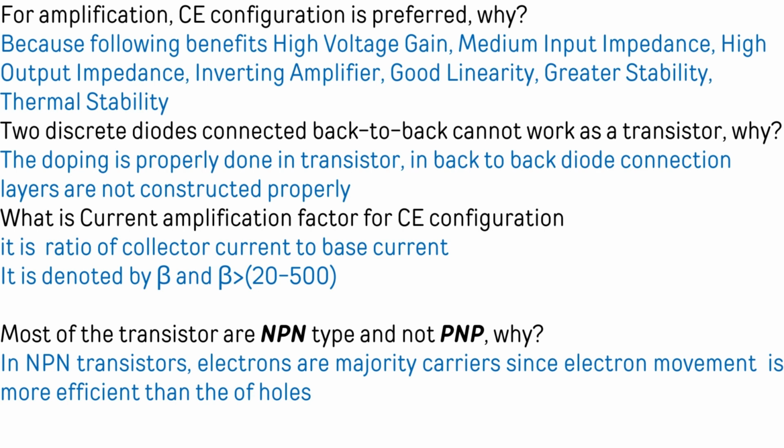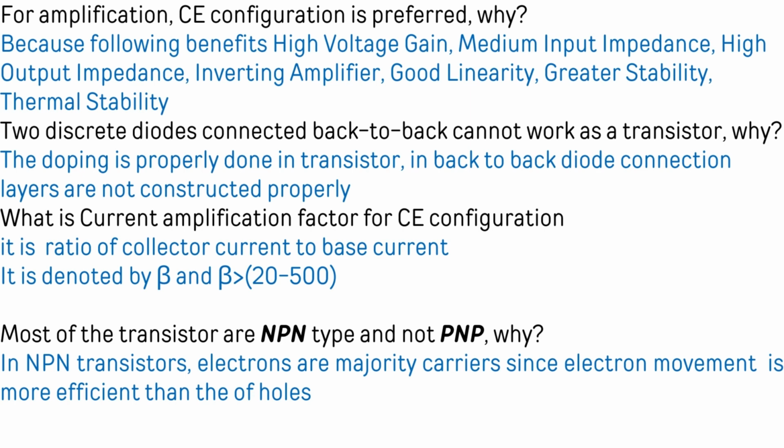Instead of a transistor. What is current amplification for CE configuration? It is the ratio of output current to input current. Output current is the collector current, whereas input current is the base current. It is denoted by beta, and its beta value is always greater than 20. It is in between 20 to 500.